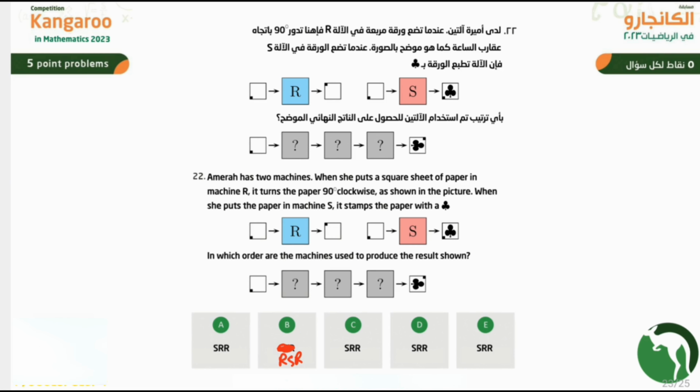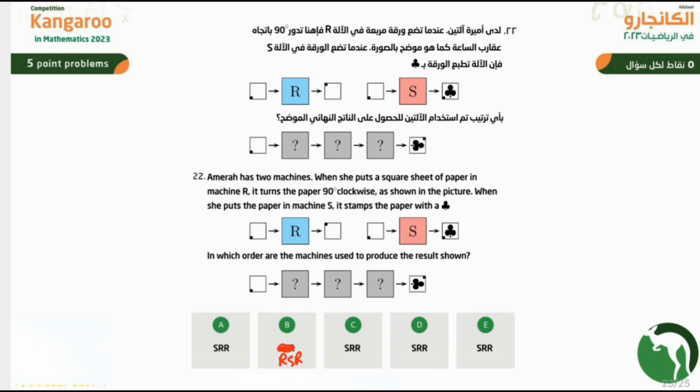Now in question number 22, Amira has 2 machines. When she puts a square sheet of paper in machine R, it turns the paper 90 degrees clockwise as shown in the picture. When she puts the paper in machine S, it stamps the paper with this sign.